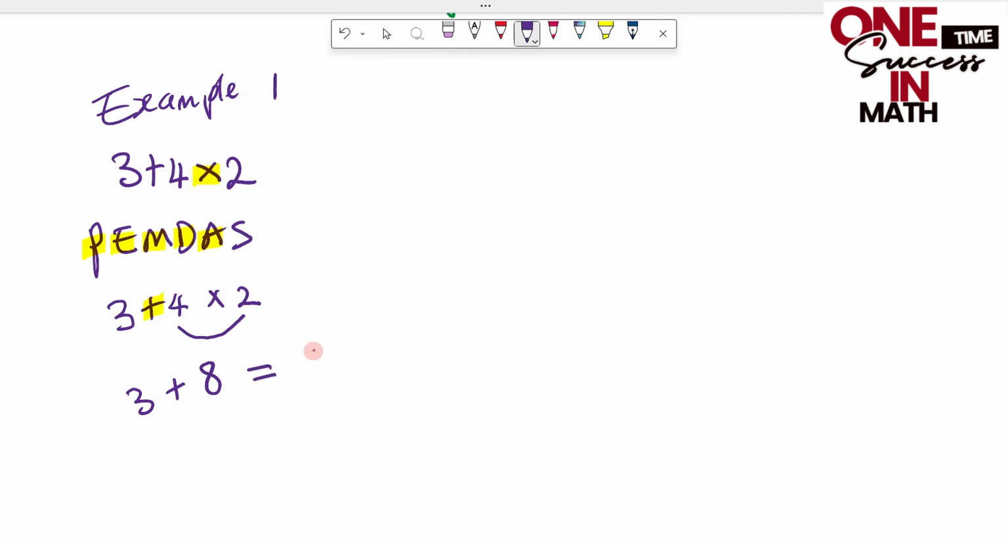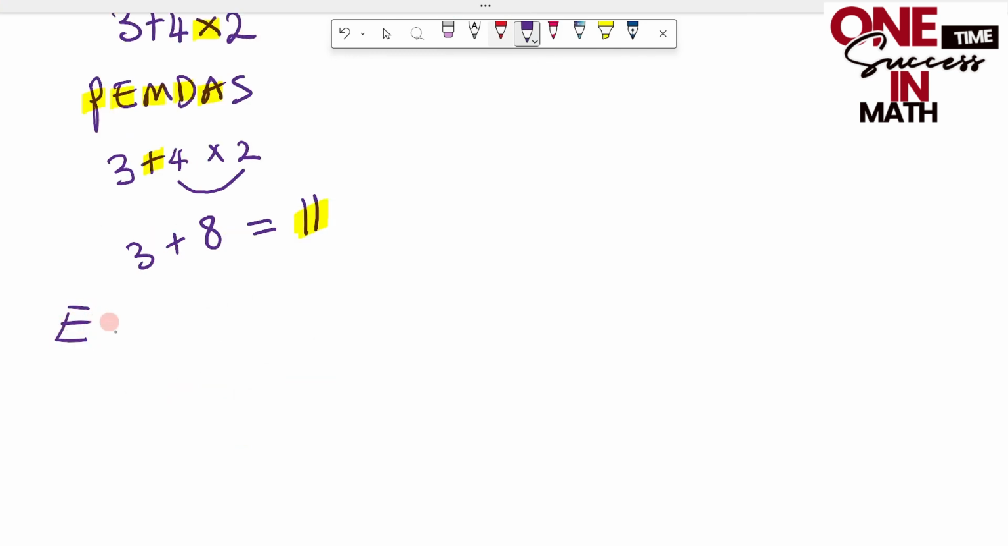and our answer will be 11. And the person that got 11 is correct. So this is correct because we followed the universal rule of order of operation, which is PEMDAS. Let's solve another example. Example 2.